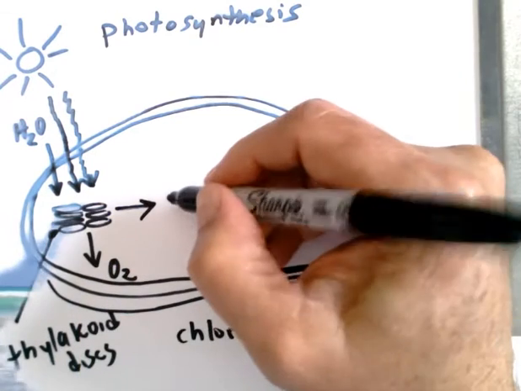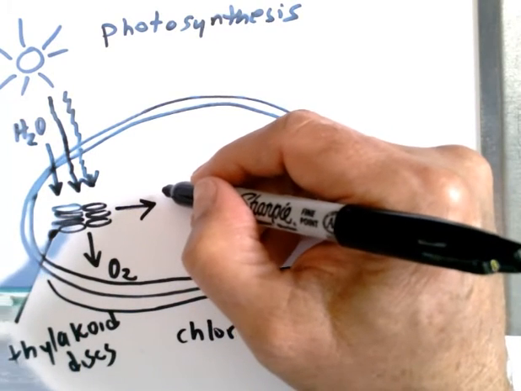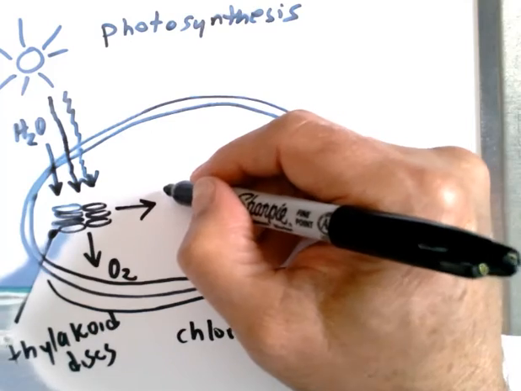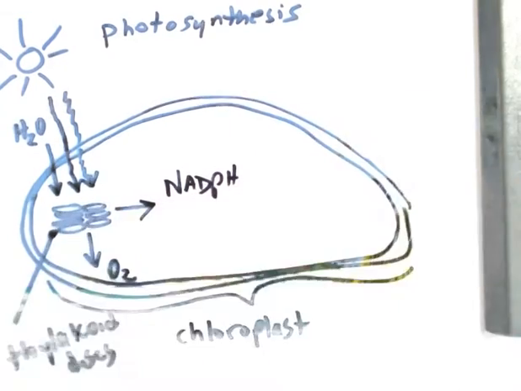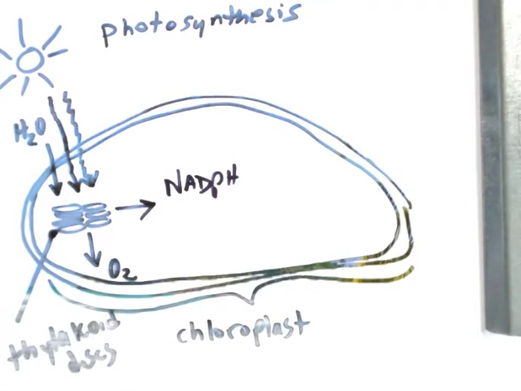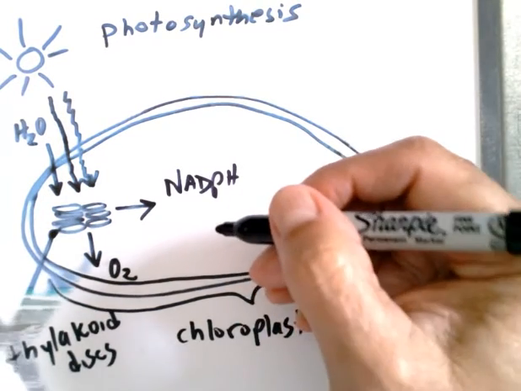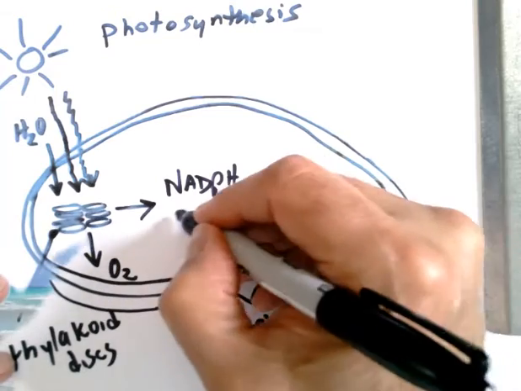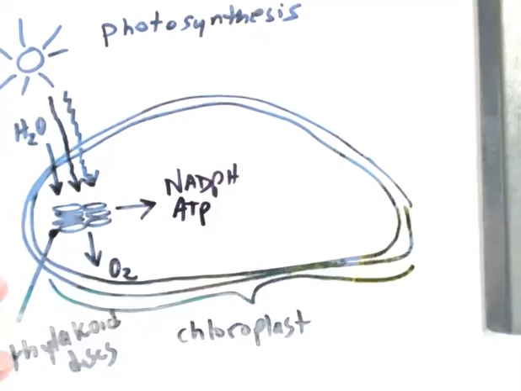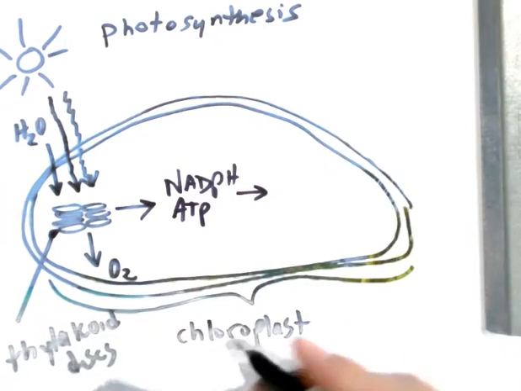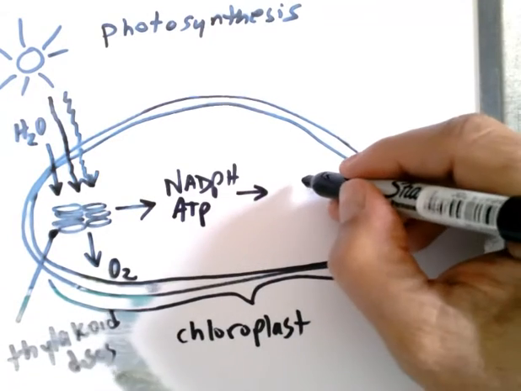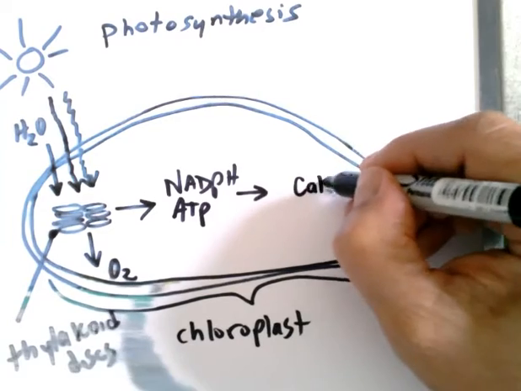are a couple of energy carrier molecules that are generated: NADPH, which is a niacin type derivative, and ATP is also generated. Those molecules are then used in the light independent cycle called the Calvin cycle.